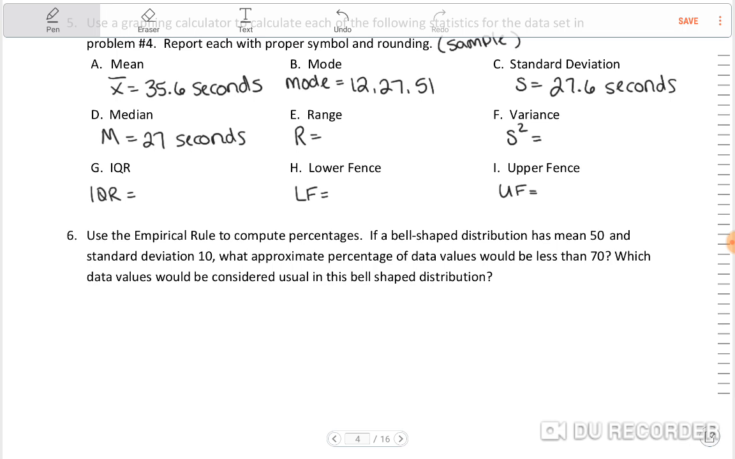The range. Range is one of those things that, honestly, we don't really use all that much. It just doesn't really give us anything that's super valuable. But the range is the biggest number minus the smallest number. So for this one, I'm going to put max minus min. In this case, that would be 111 minus 4. That's not going to be given to you on the calculator. You just actually have to calculate it, and it's 107.